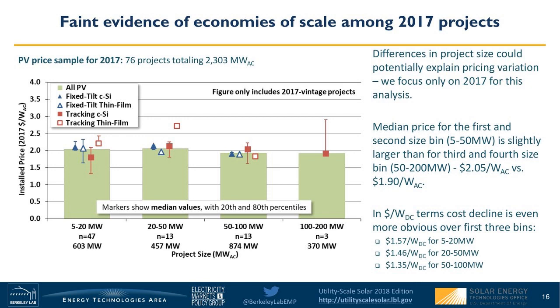And if you then look at the graph, you can see the decreasing green bars as you go to the bigger size categories. And so this is really obvious, even more so if you look at dollars per watt DC, where prices decline from nearly $1.60 per watt DC over $1.45 per watt DC to $1.35 per watt DC for the 50 to 100 megawatt range. I wouldn't place too much emphasis or attention on the very largest size bin just because of the small sample size that we have there.